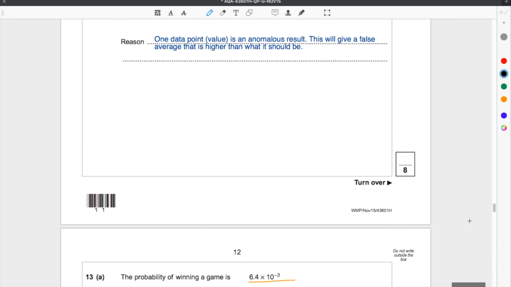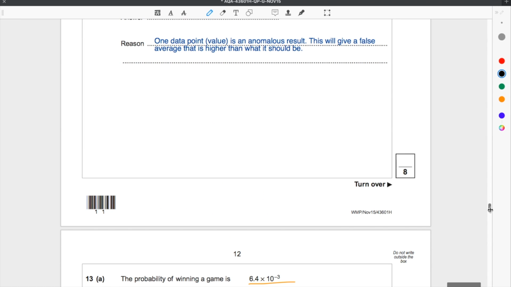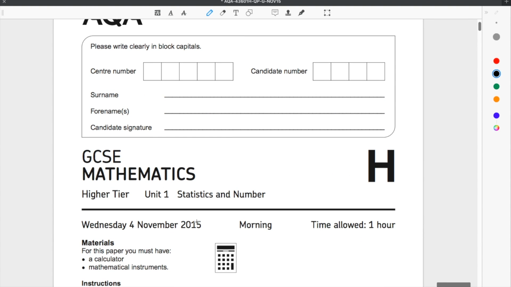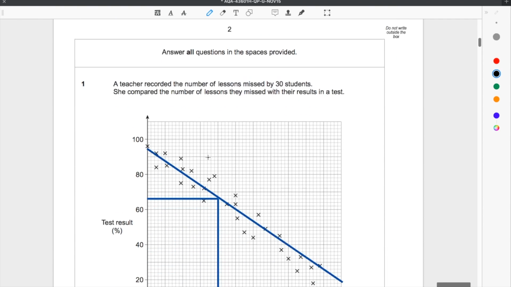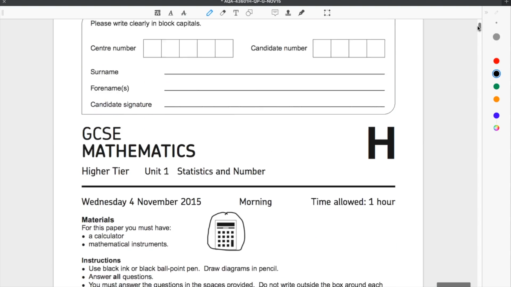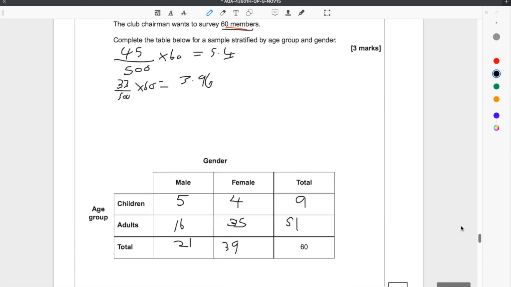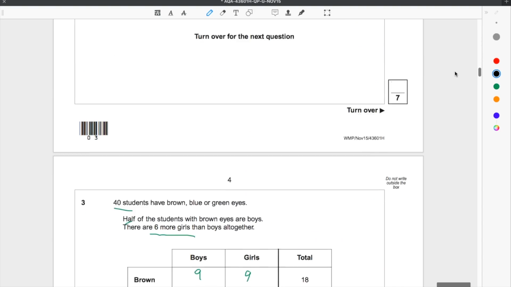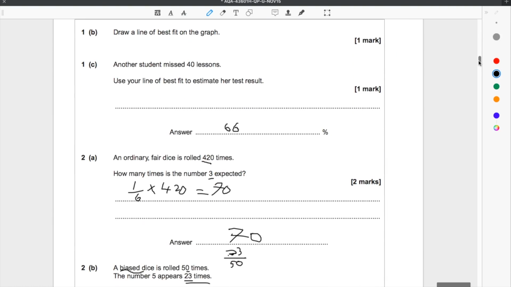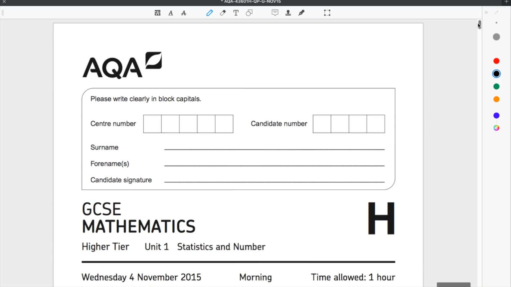Okay, so that's the AQA paper from Unit 1 Higher Tier, which is from November 2015, which was allowed a calculator, and we had an hour to complete this paper. Hopefully time won't be an issue when you go through your exam. And the key point here is to go through the questions that you found particularly challenging and just make sure you completely understand the method behind them, because every year the questions that come up tend to be very similar. In fact, some of them even the same.